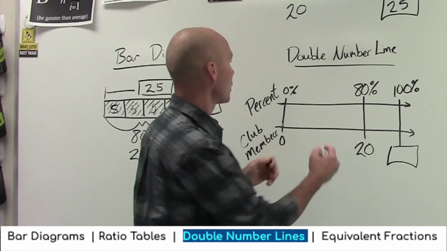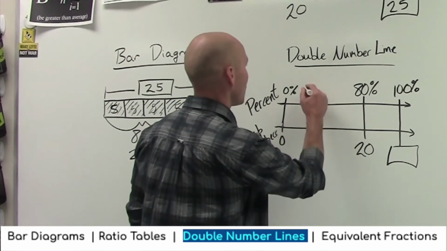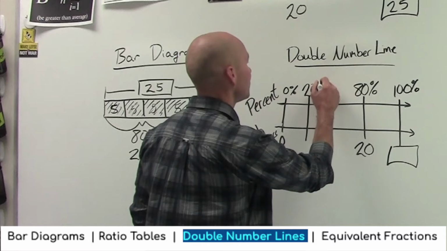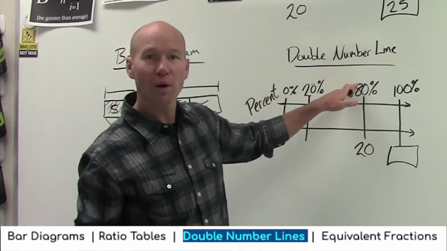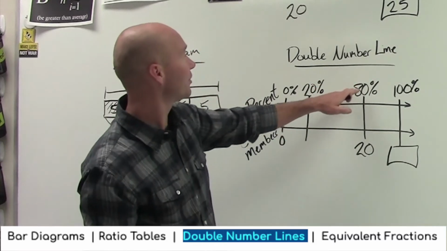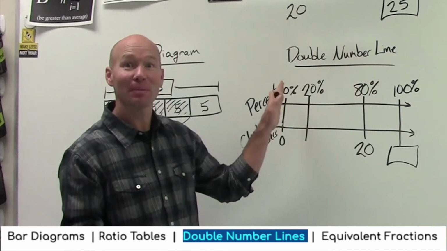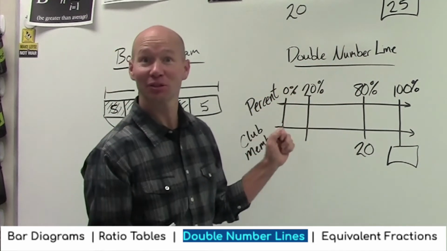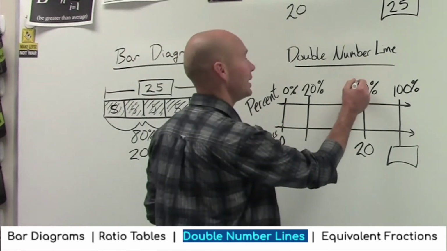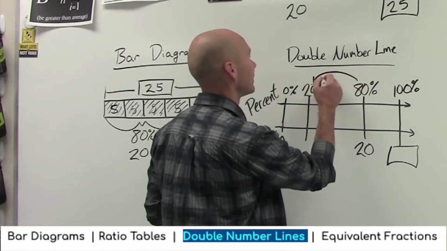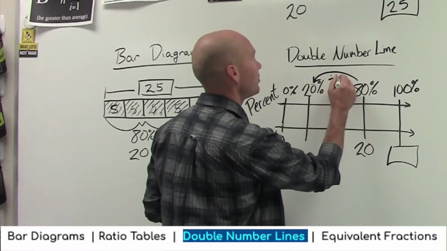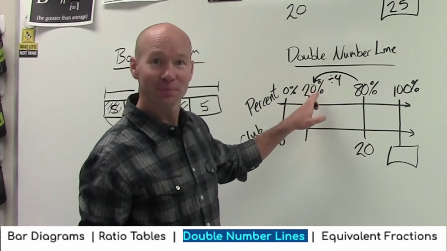So I'm going to say 20%. What is 20%? Well, I need to divide 80 by what to get to 20? Well, it's the same thing as 8 divided by what equals 2? And the answer is 4, right? So 80 divided by 4 equals 20.